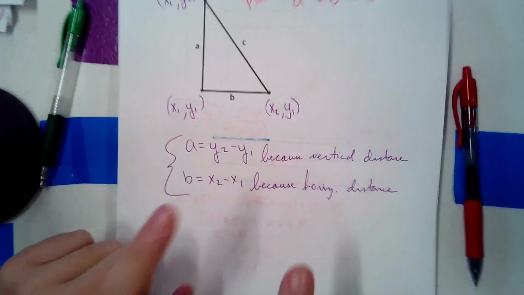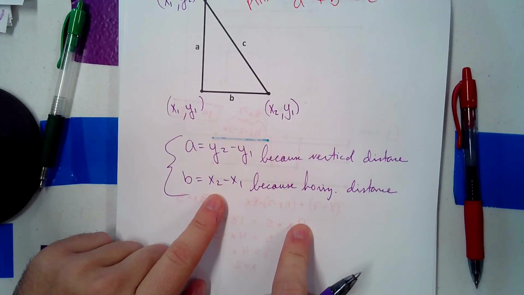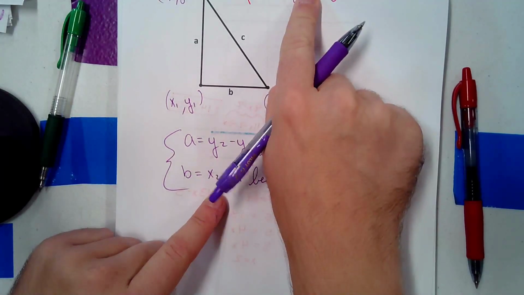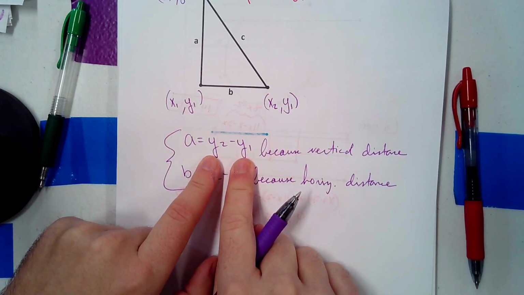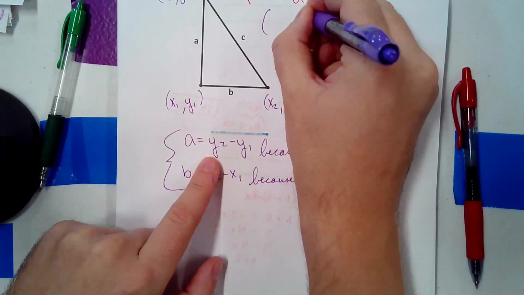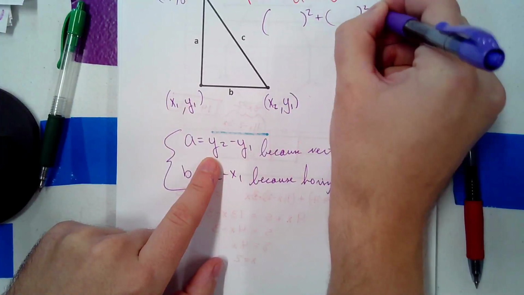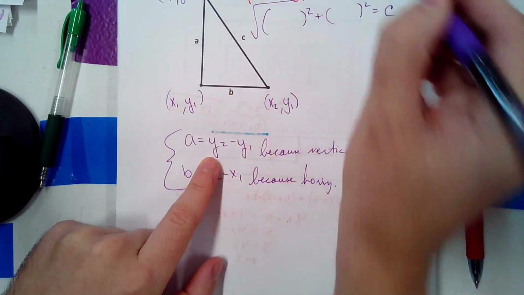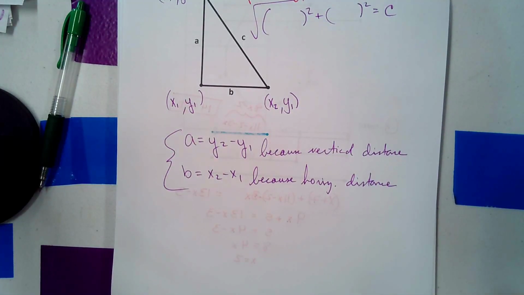And now that we have that, we can do substitution. That means to switch stuff out. So instead of a squared, I'm going to have y2 minus y1 quantity squared. So something squared plus something squared equals c squared. I'm going to root now. What am I plugging in for a in this one?